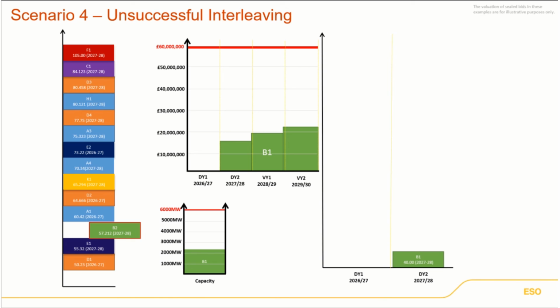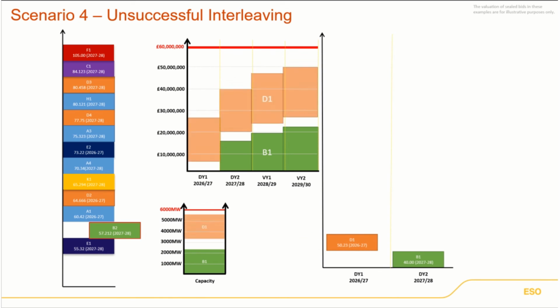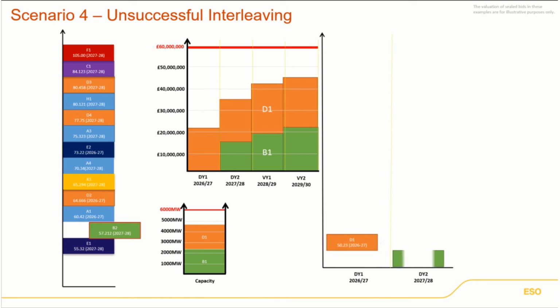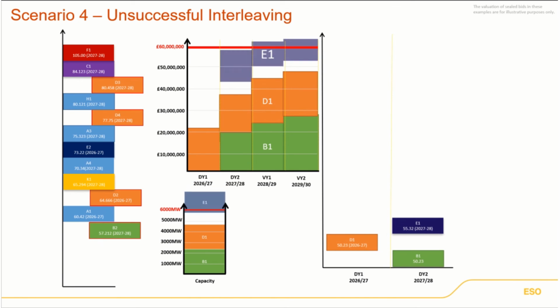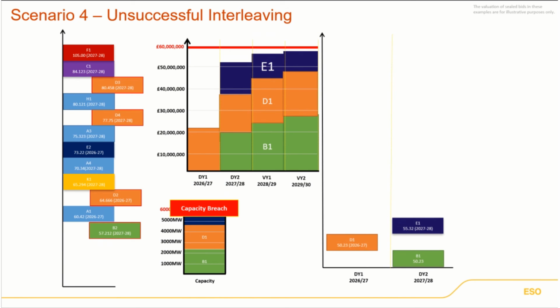Next, we will consider bid D1. B1 and D1 are successful, and B1 gets uplifted to D1's strike price. This is even though the bids are in different delivery years. Next, we will consider E1. When we consider E1, bid E1 fits within the budget, but it breaches the capacity constraint for the pot. As application E has a flexible bid in E2, we will now form an interleaving loop with E2 at the top of the loop.